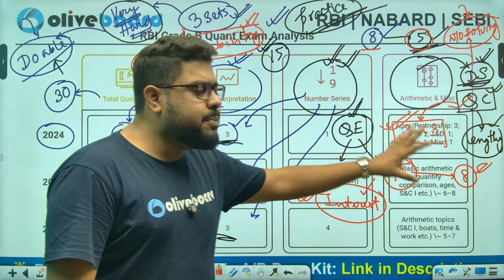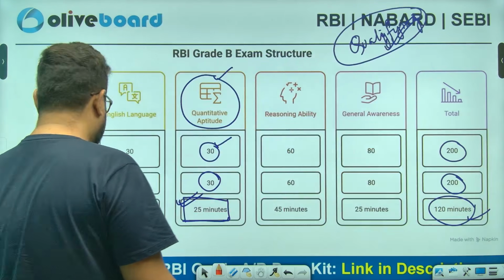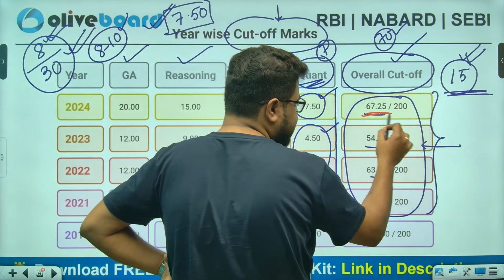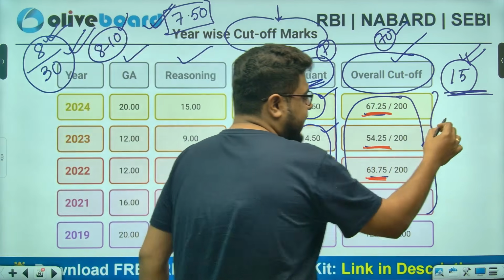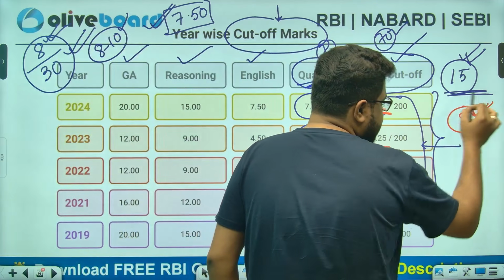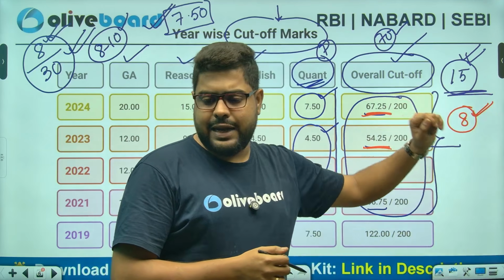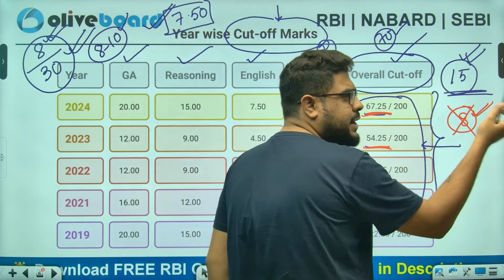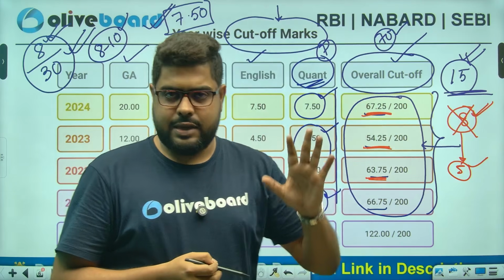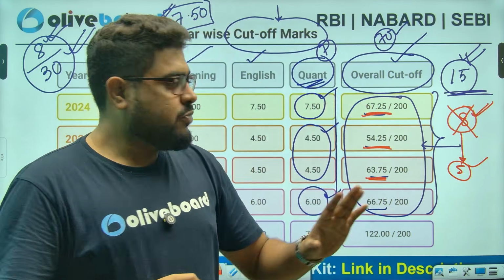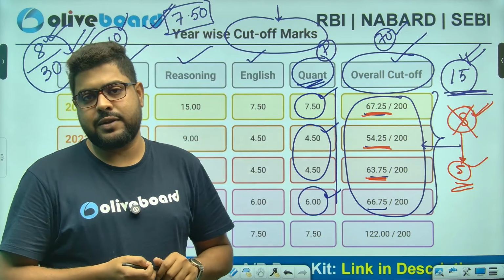In a hyper competitive exam like RBI Grade B, where the cutoff is around 67, 54, 63, right? Here a lead of 8 is a juggernaut. It's a huge deal. Even if you can't get a lead of 8, let's say you can't get 15, you get 13. Instead of 7, you got 12. You still got a lead of 5. That's also a huge deal.